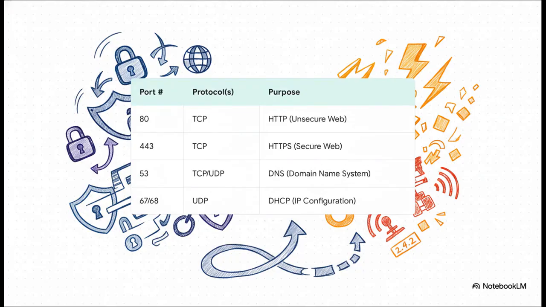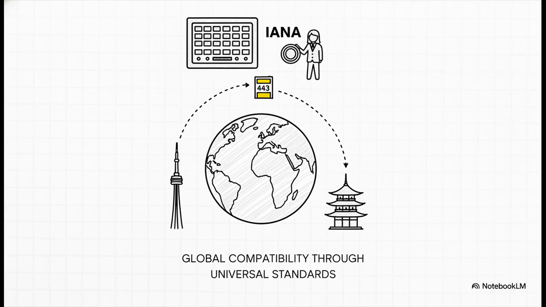This right here is a small sample of what are called well-known ports. Think of it as a universal public address book for internet services. Every single browser on the planet knows that if it wants to load a secure web page, it needs to knock on the server's door at port 443 using the reliable TCP protocol. And every computer knows that to get its network settings, it should shout a request over to ports 67 and 68 using speedy UDP.